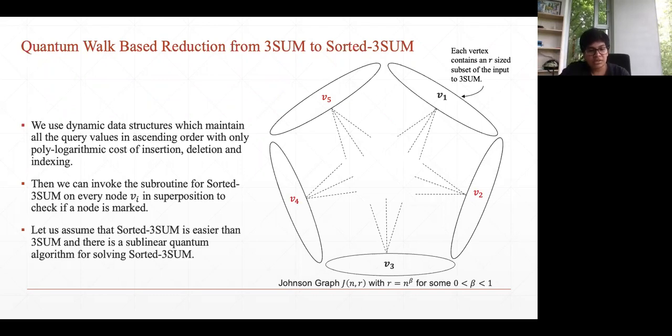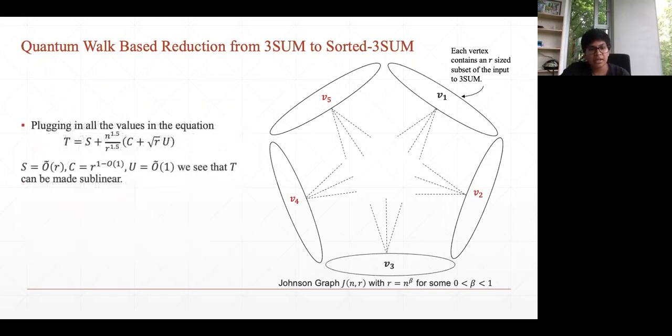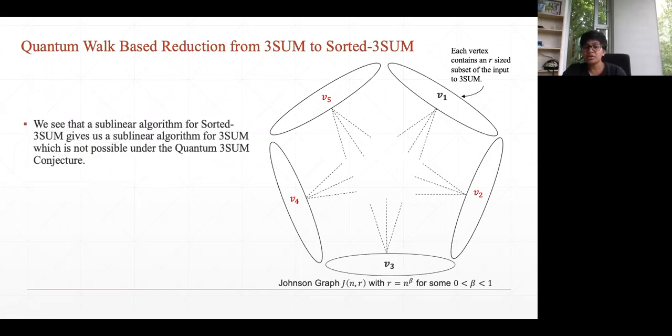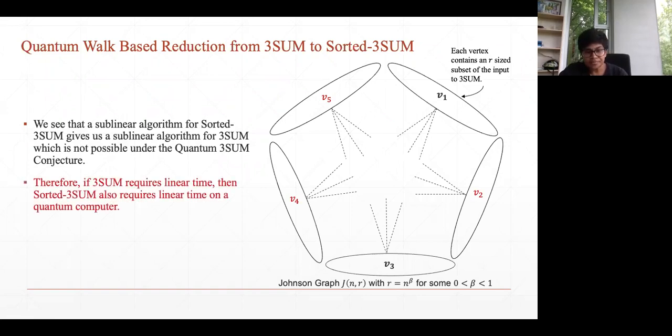Now, what we noticed is, if sorted threesome is easier than normal threesome, and if there exists a sublinear quantum time algorithm to solve sorted threesome, then by plugging in these values again in this equation, by setting this R to some nice n to the beta, we saw that this whole equation can actually be made sublinear. So what that implied was, a sublinear algorithm for sorted threesome implies a sublinear algorithm for original threesome, which is not possible under this quantum threesome conjecture. So that became the crux of our reduction.